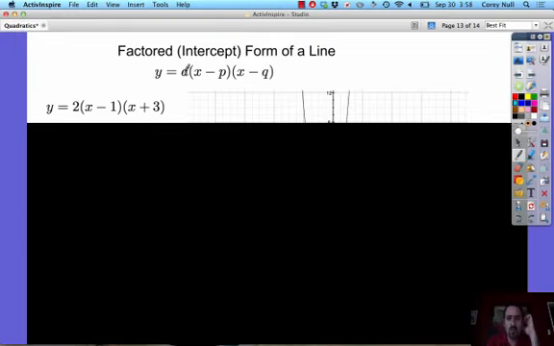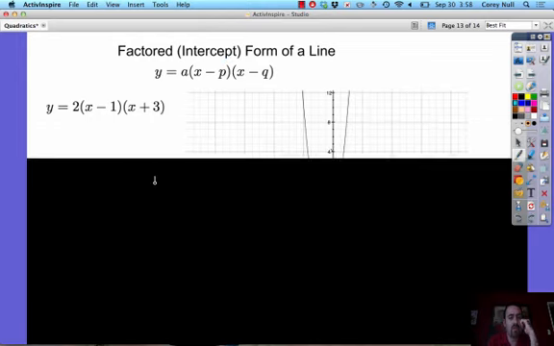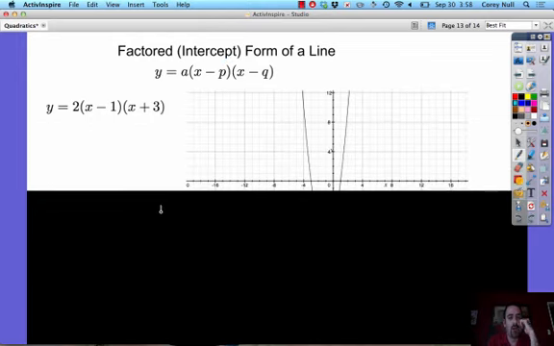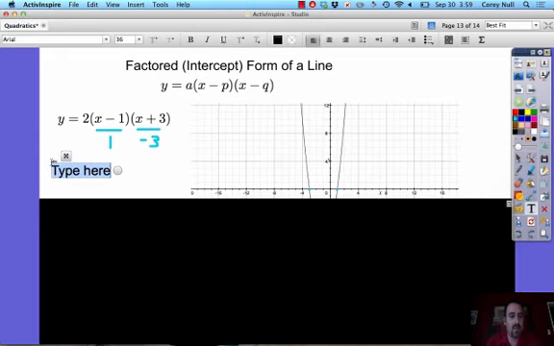Well, what this is useful for, the reason they call this intercept form, is that I can figure out where it intersects the x-axis. It intersects the x-axis at -3 and 1. Oh, -3 comes from here, and 1 comes from here. Okay, so this comes from a very simple fact, and that is, if y equals 0, then this is my equation. And this is true of any polynomial function, not just quadratics.